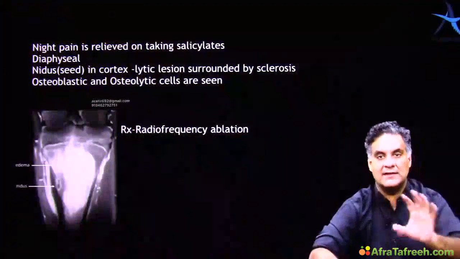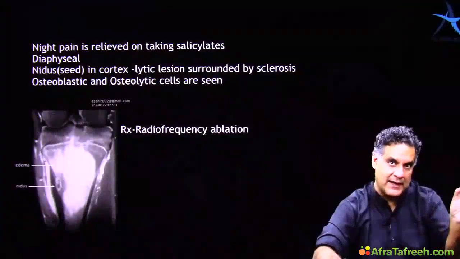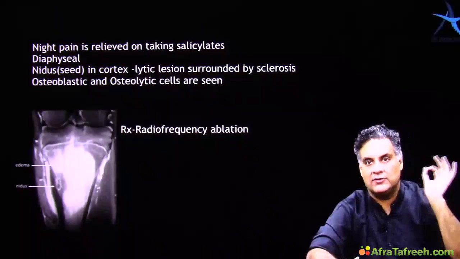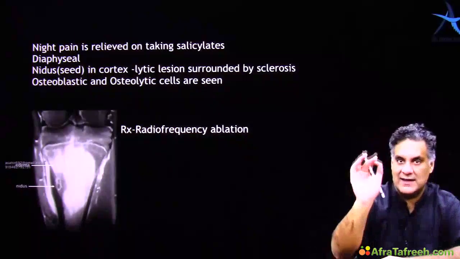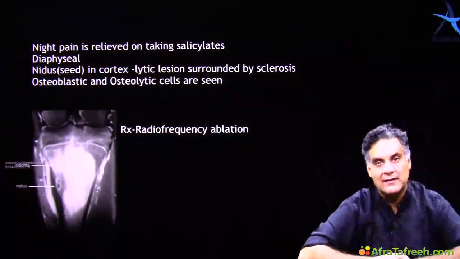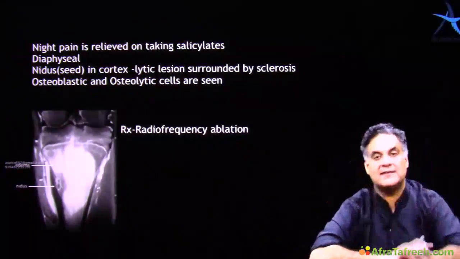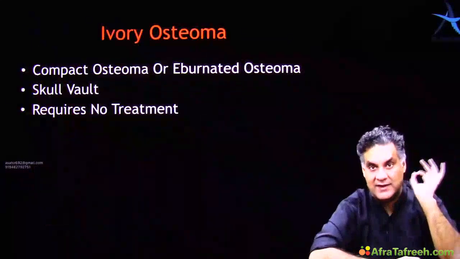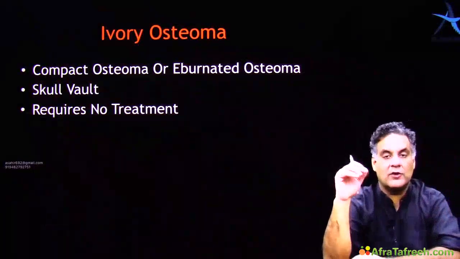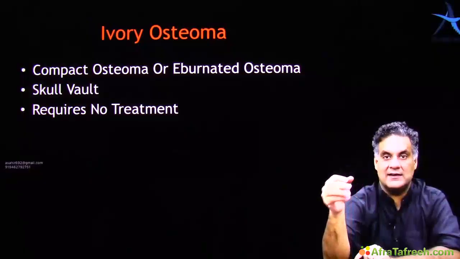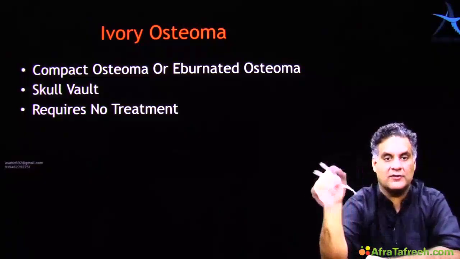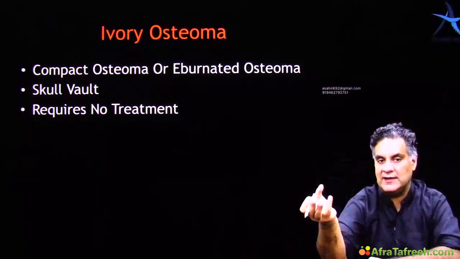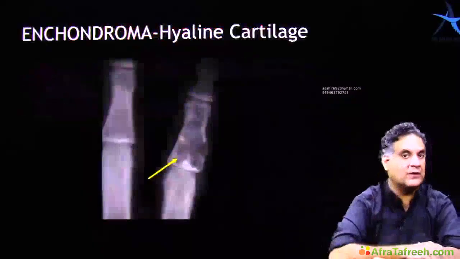And then there's a tumor which has night pain relieved on taking salicylates or aspirin. This is called osteoid osteoma in the cortex of the bone, which has lysis and sclerosis. So both osteoblastic and osteolytic cells are seen, and remember it has a growing point called a nidus, which is in the diaphysis. And then there are not so offending lesions which are incidentally discovered. They are like white dots on the skull called ivory osteoma, or the compact osteoma, or a shining white one, also called eburnated osteoma, and they don't require treatment.